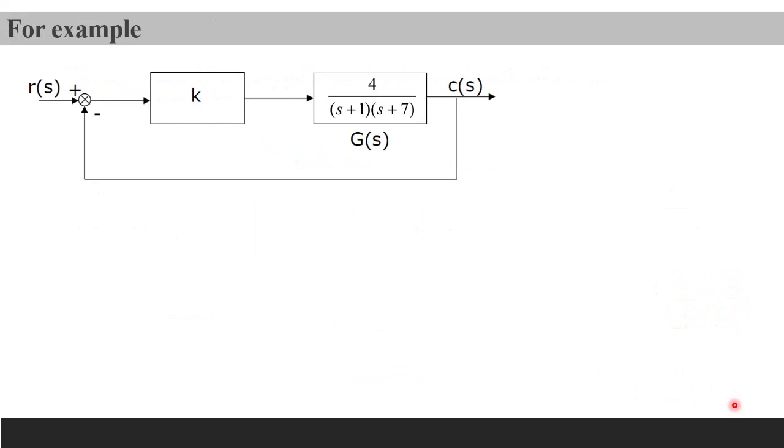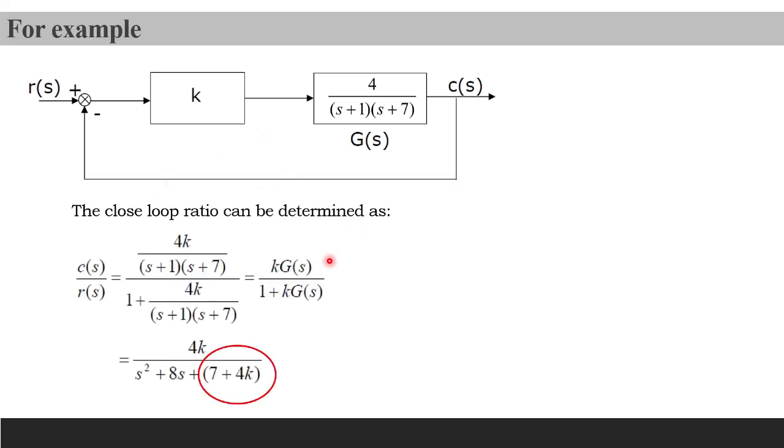Let's say, for example, I have a controller K, and in the forward path I have a plant function G(s) given as 4 upon (s+1)(s+7), and we have a unity feedback here as standard. Let's see what happens if I simplify this equation. When I write the closed loop function, I can see that k is contributing to the values of the poles.